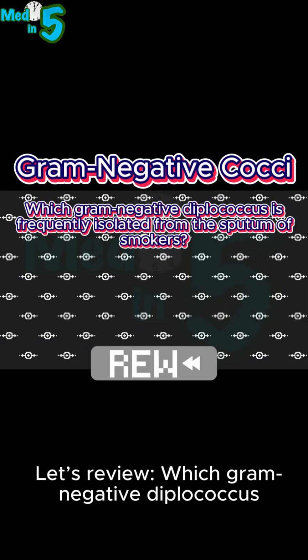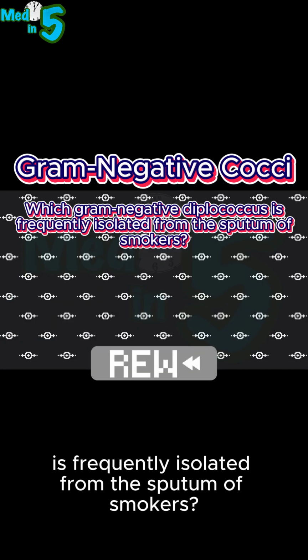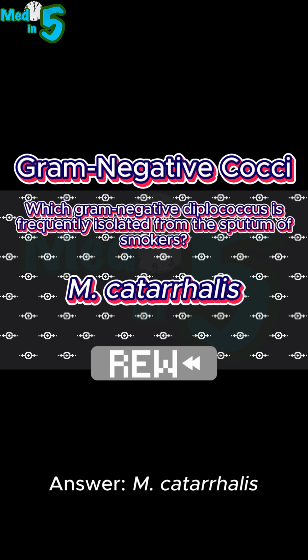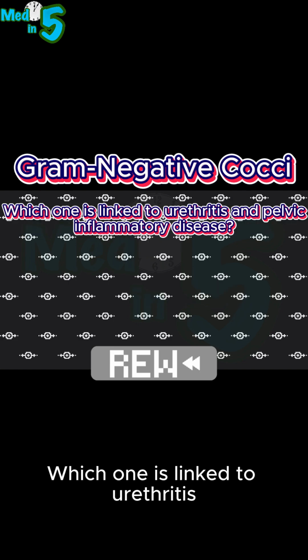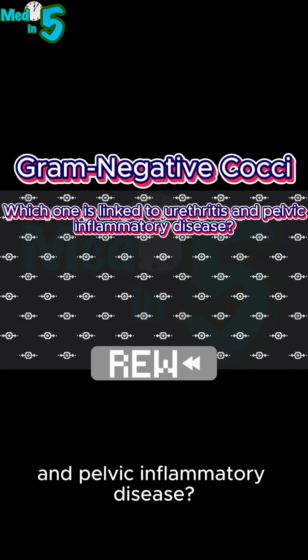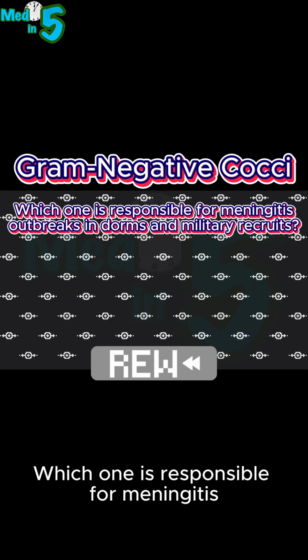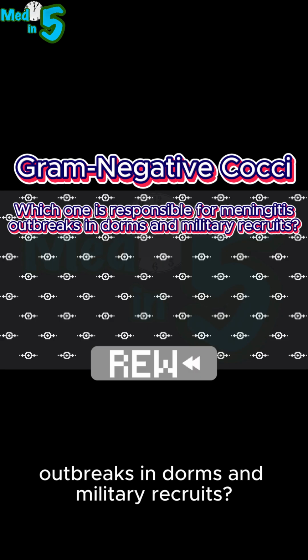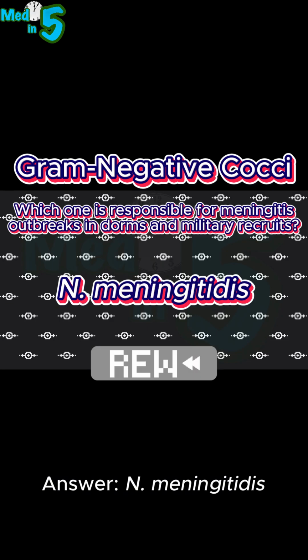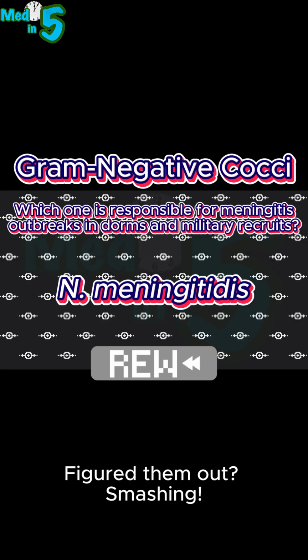Let's review. Which gram-negative Diplococcus is frequently isolated from the sputum of smokers? Answer: M. catarrhalis. Which one is linked to urethritis and pelvic inflammatory disease? Answer: N. gonorrhoeae. Which one is responsible for meningitis outbreaks in dorms and military recruits? Answer: N. meningitidis.